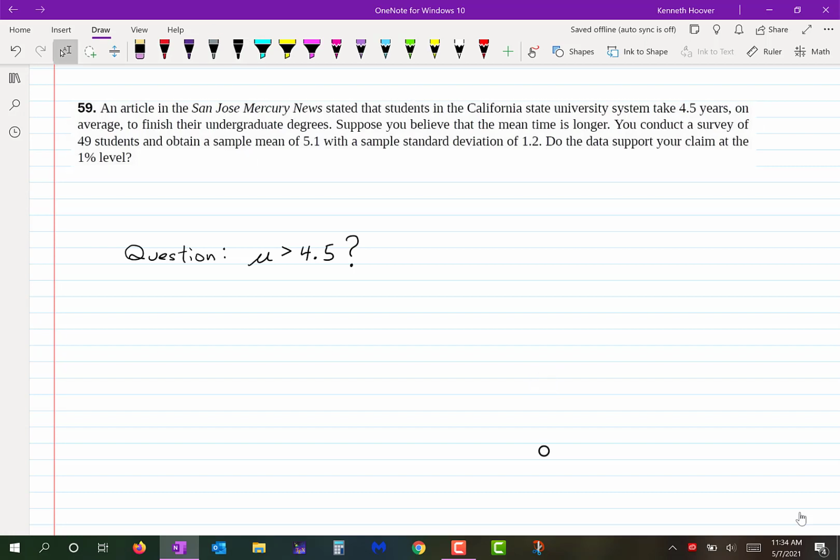Now, what else do they tell us? You conduct a survey of 49 students. Okay. N is 49. You attain a sample mean of 5.1. Okay, x bar is 5.1. With a sample standard deviation of 1.2. S equals 1.2. Do the data support your claim at the 1% level? Alpha is 1%.